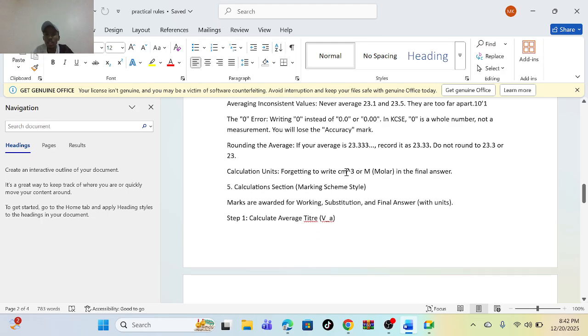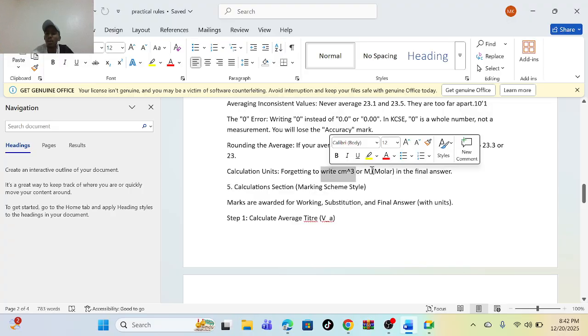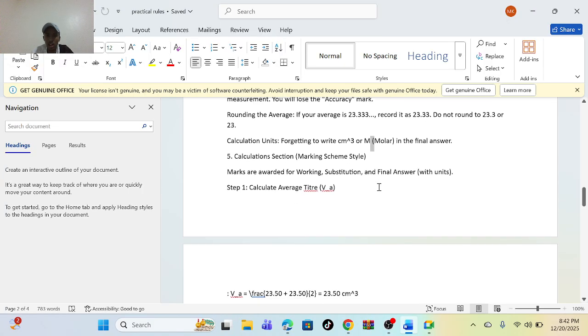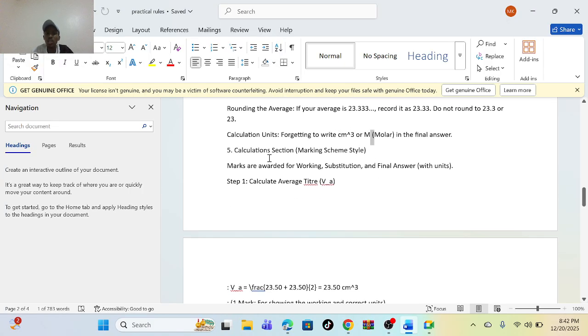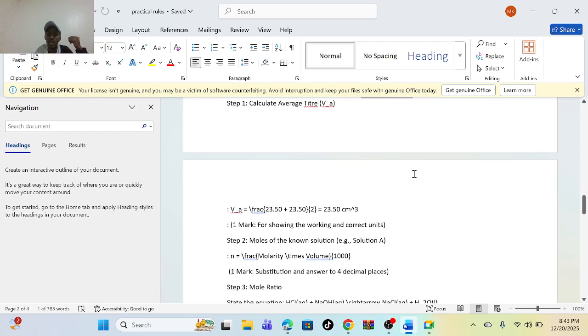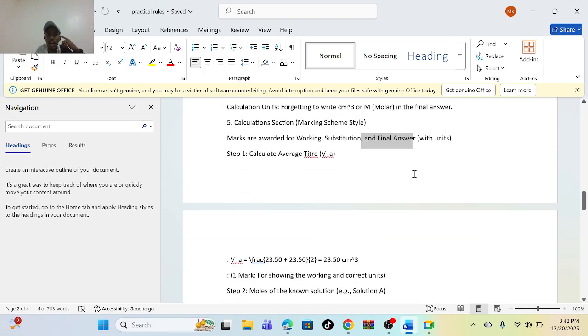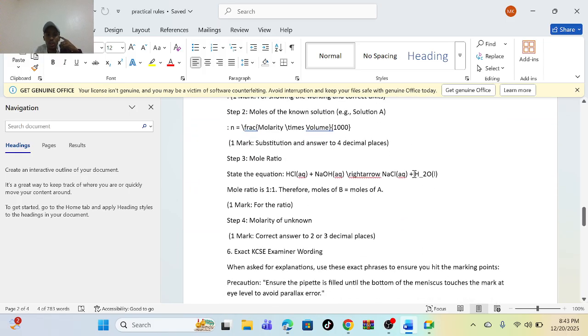Calculation: the unit for getting centimeter cubed or molarity, molar, on the final answer. So these are mistakes. On the calculation section of the mark scheme, marks are awarded for working. Lazima ukuwe na working, substitution and final answer. So hizi lazima uonyeshe working, substitution and final answer. So lazima hiyo yote uonyeshe.